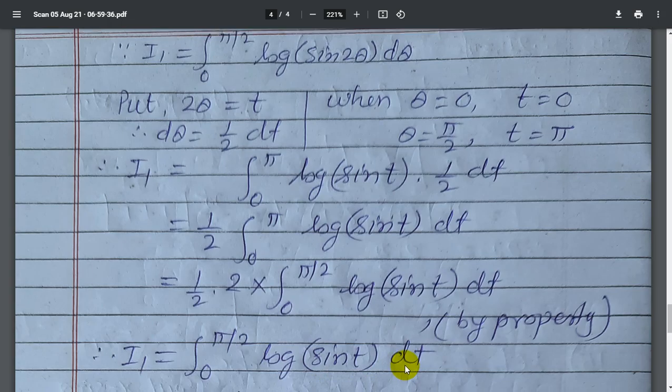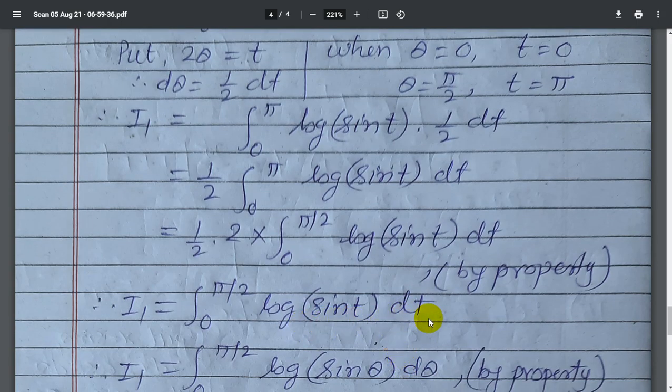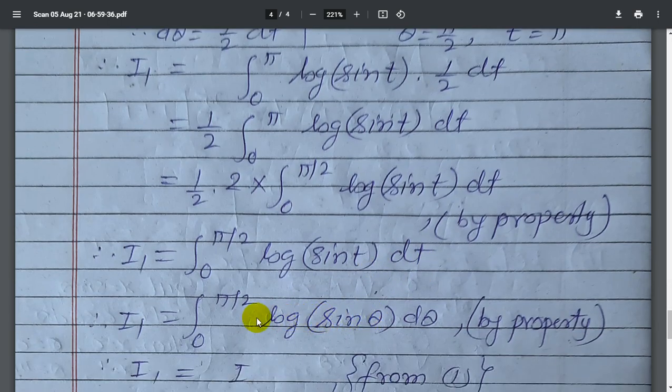Integral can be written as log of sin t dt. Therefore, I1 equals 0 to pi by 2 log of sin theta d theta by property again. Means if the limit is the same, you can change the variable, so there is no effect on the value of the integration. Sin t log of sin t dt, you can say log of sin theta d theta, because our first equation is in terms of theta. Then we should write theta here.